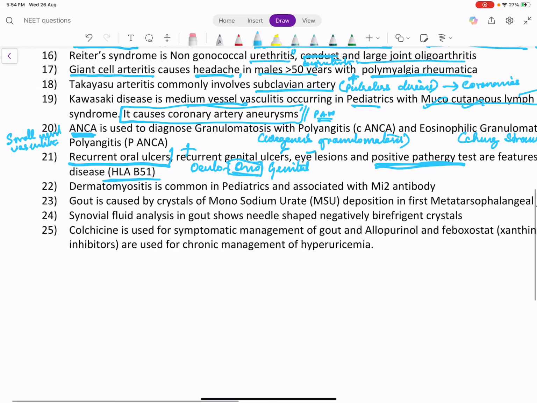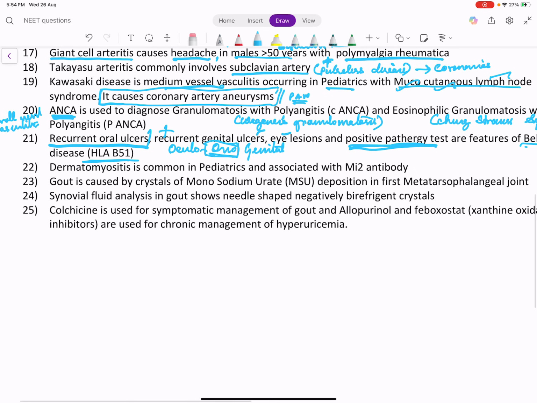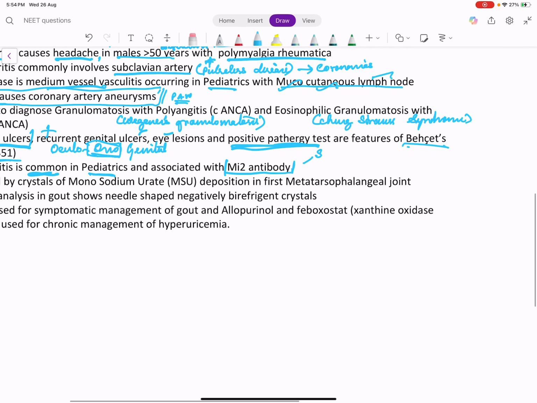Now coming to inflammatory myositis. In that, dermatomyositis is very common, especially in pediatrics. The antibody involved in dermatomyositis is anti-Mi-2. Here there will be skin changes and muscle changes. Muscle changes are easy to understand. It is myositis, so there will be weakness of muscle. There will be proximal muscle weakness.